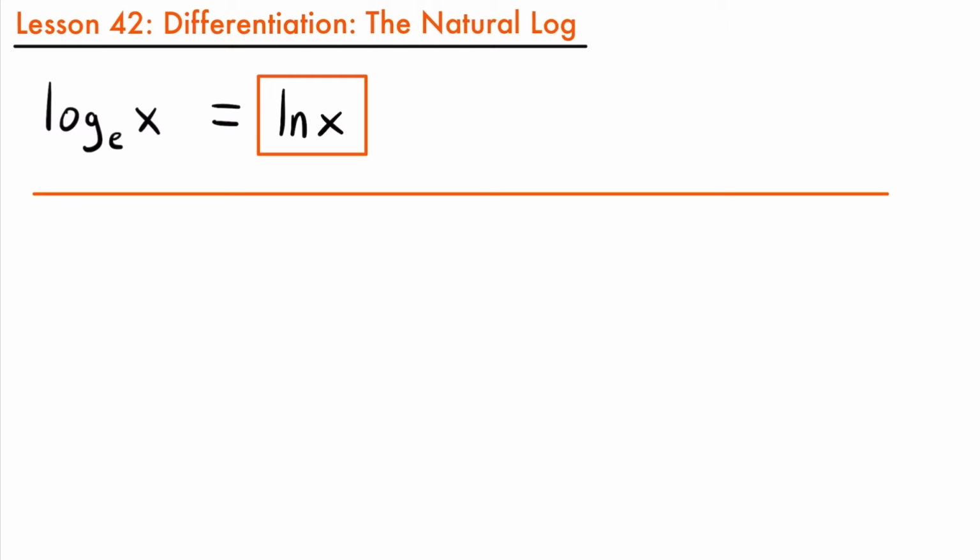It's about 2.718 and plenty more decimals, but it's a special irrational number like pi that shows up a lot in mathematics. And so when we have a log with that base of e, we write it as this function, the natural log function. And that number e is the solution to the equation the natural log of x is equal to 1, right? If we plug the number e into the natural log function, that will be equal to 1.